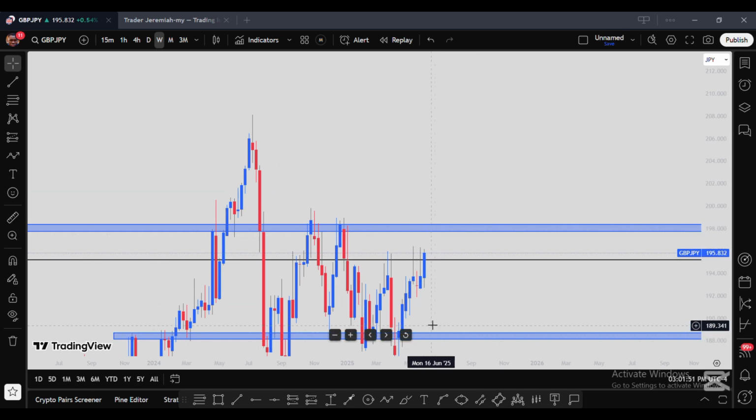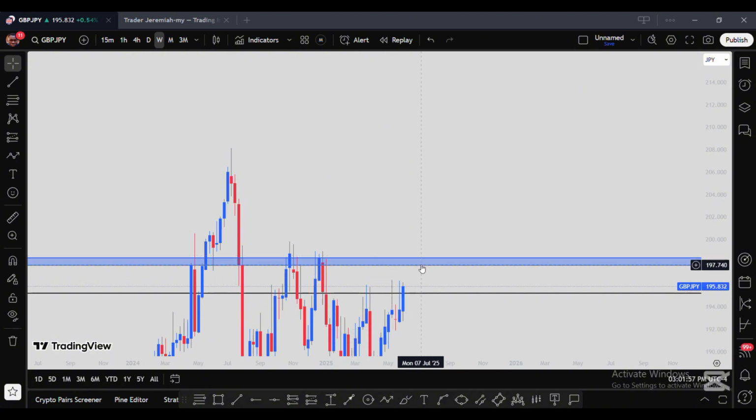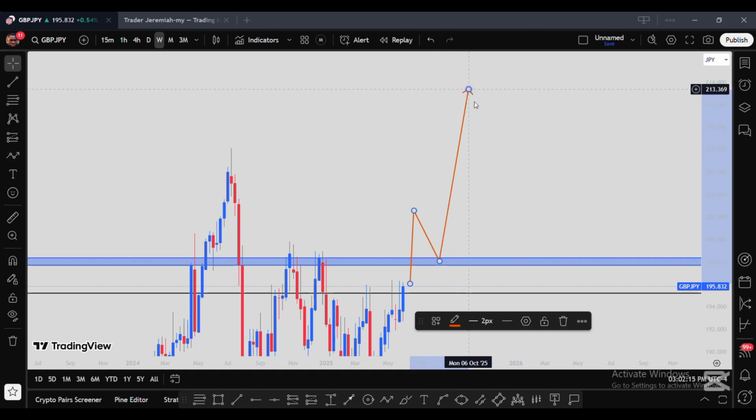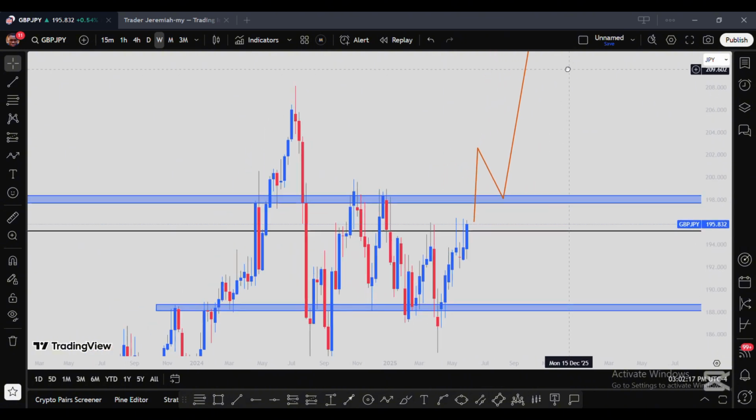So for me to get into this trade, I will have to wait for price to clear this blue zone, which is a major level too. So I'll be waiting for price to clear this blue zone before I start looking for a buying opportunity on GBPJPY. So since the direction of the market is to the upside, I'll be waiting for price to continue heading higher and then break this blue zone. So after price breaks this level and then comes back down to retest, that's when I'll be looking for a buying opportunity on GBPJPY. So it's very simple.